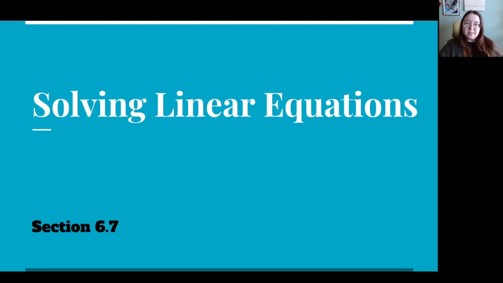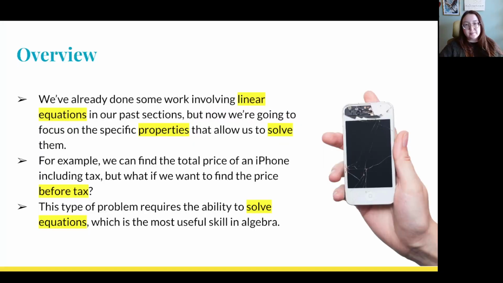Hello everyone, we're going to go ahead and do section 6.7, solving linear equations. As an overview, we've already done some work involving linear equations in our past sections, but now we're going to focus on specific properties that allow us to actually solve them.